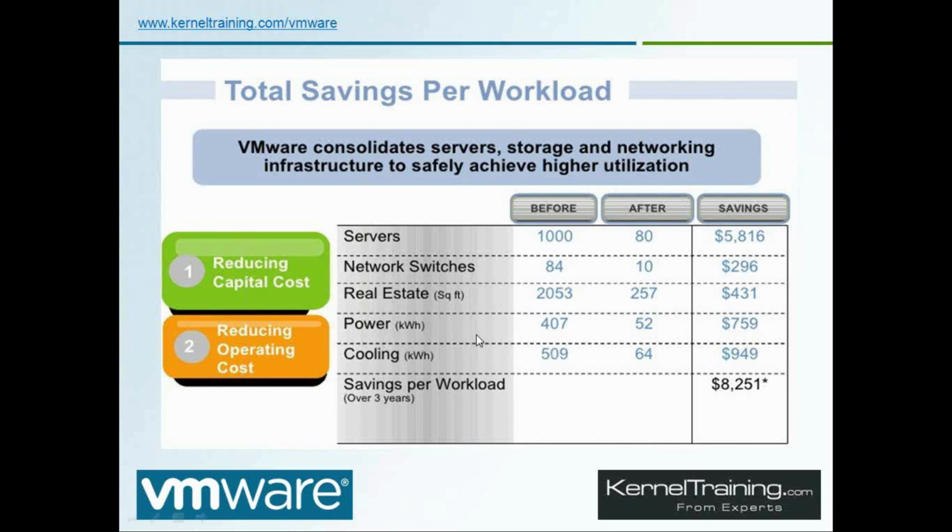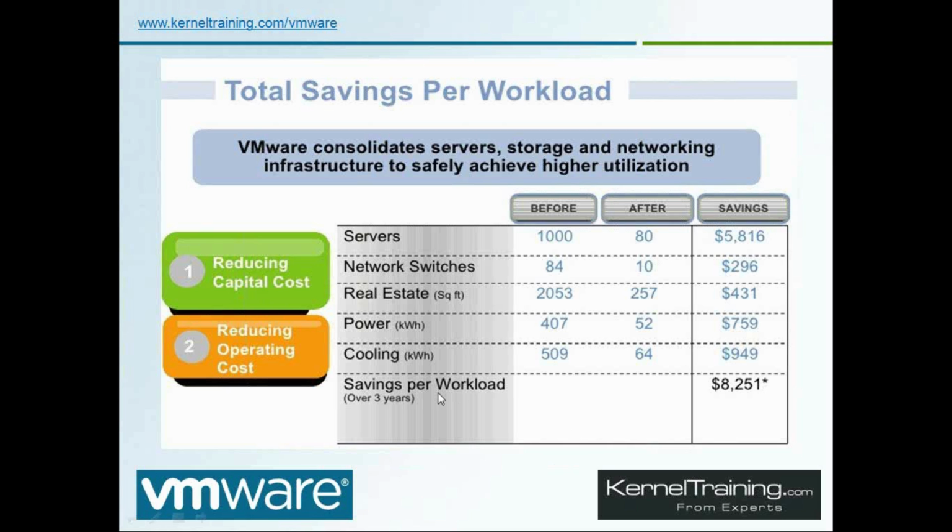Now coming to power consumption, before we had 470 kilowatts per hour, but after moving to virtualization we have 52 kilowatts per hour. That means we can save power. Here we can save $759. Coming to cooling, for environmental reasons we require ACs. We require 509 kilowatts per hour, but after moving to virtualization it is reduced to 64 kilowatts per hour. Here also we can save $949.